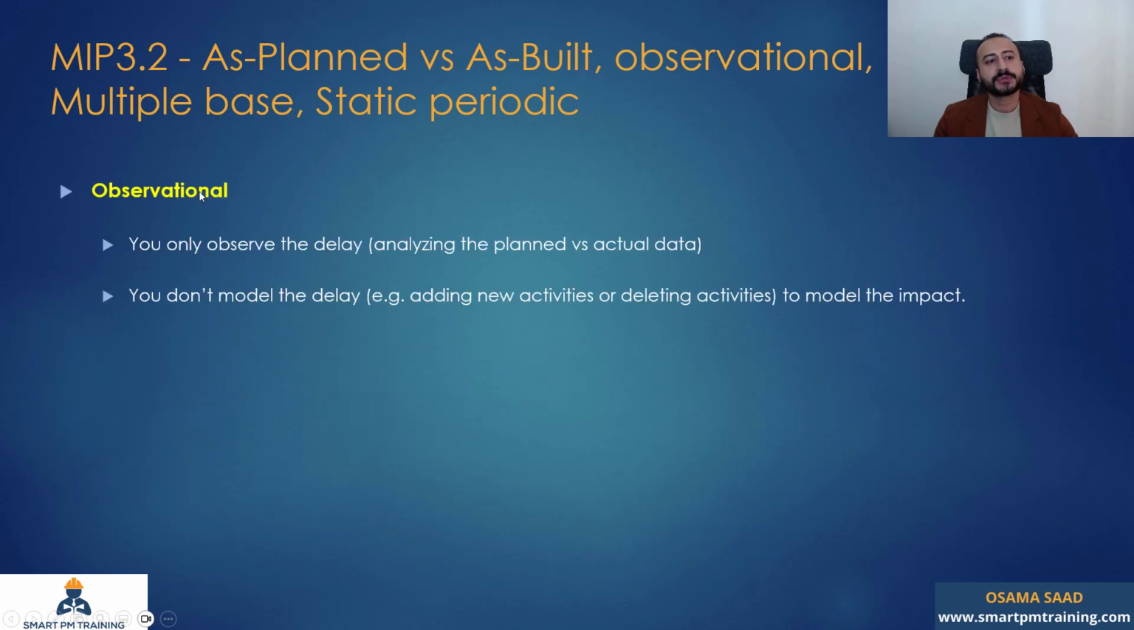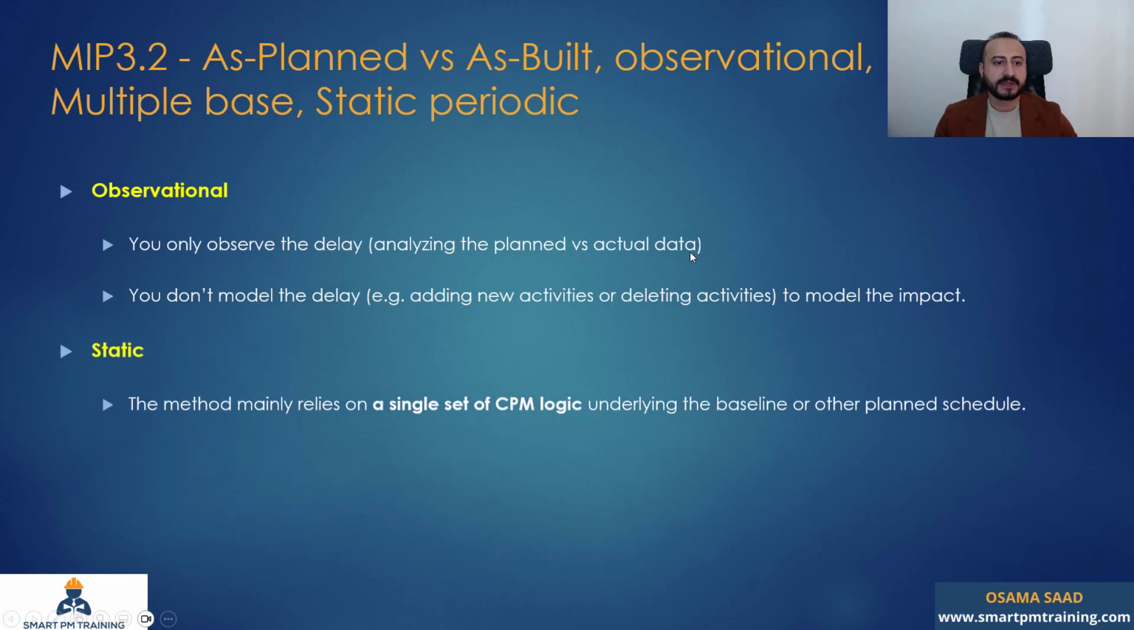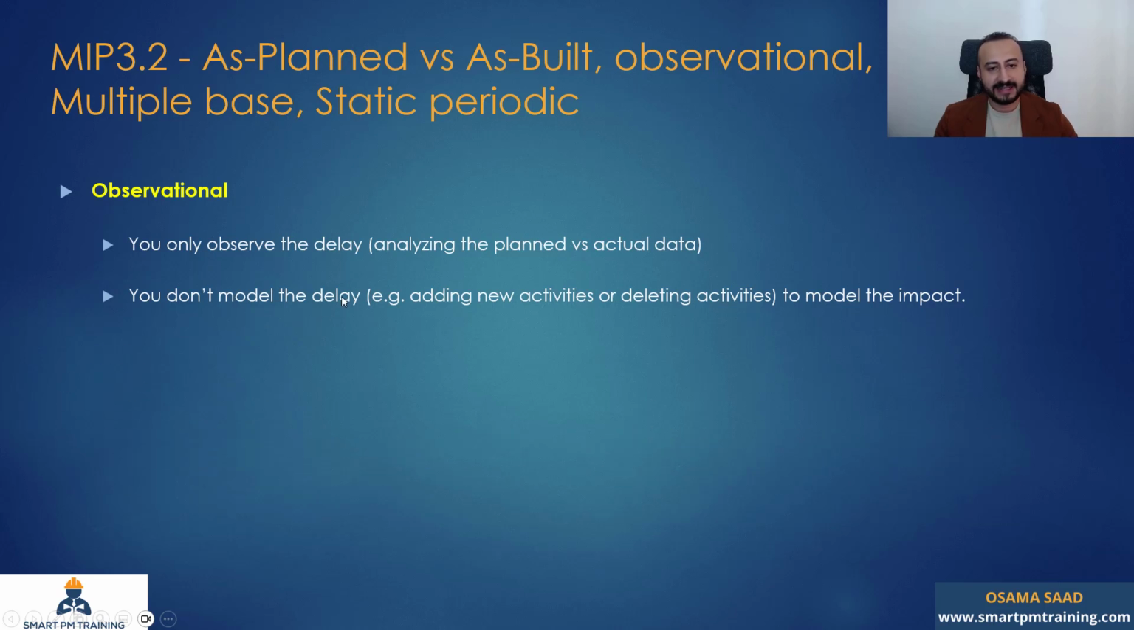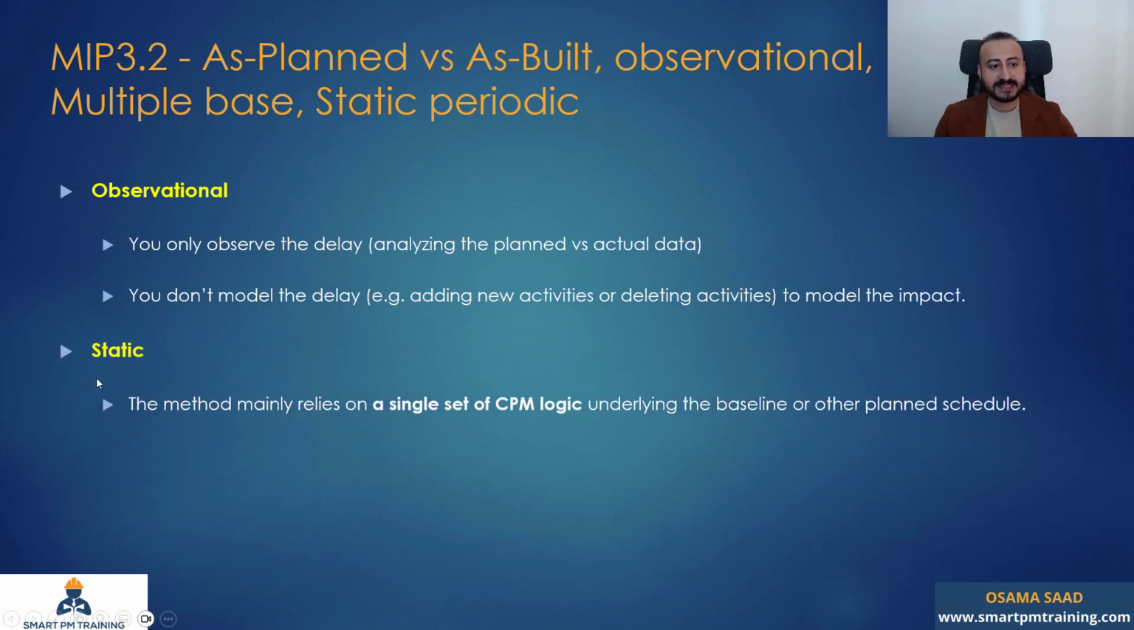The 3.2 is observational because you still observe the delay, i.e. analyzing the planned versus actual data. You don't model the delay, you don't add or delete activities to model the impact. It's static, still static. It's a window analysis, but it's still static because you are comparing everything against the baseline. You are relying on a single set of CPM logic.